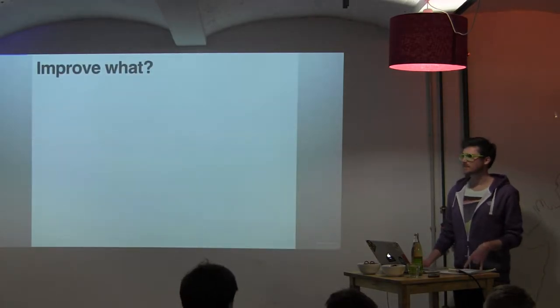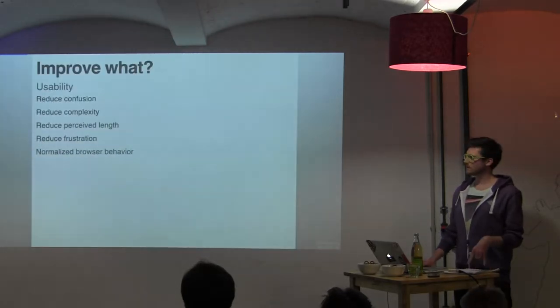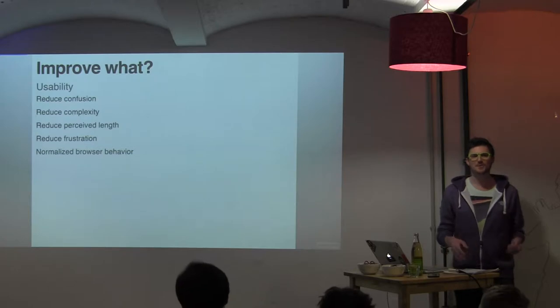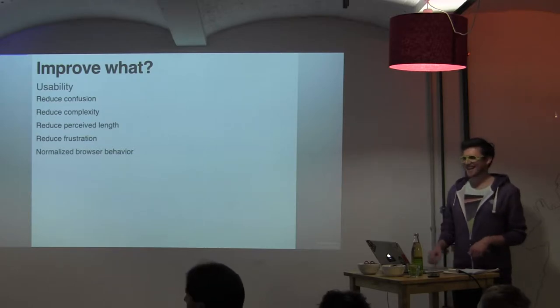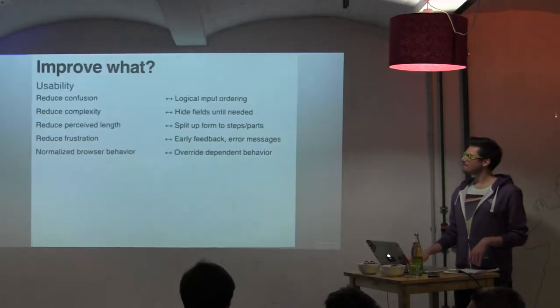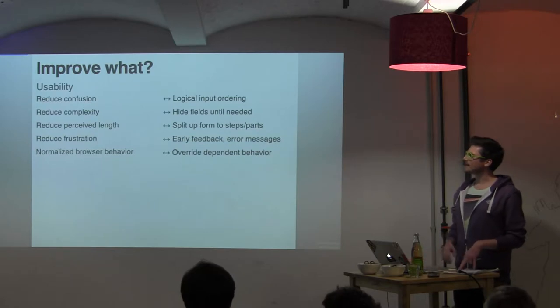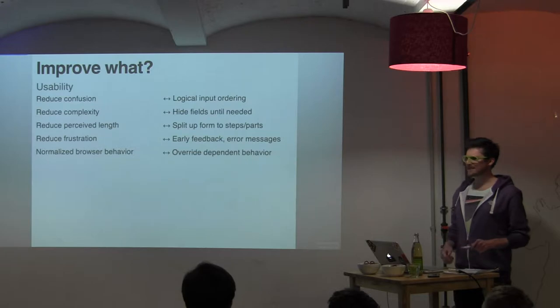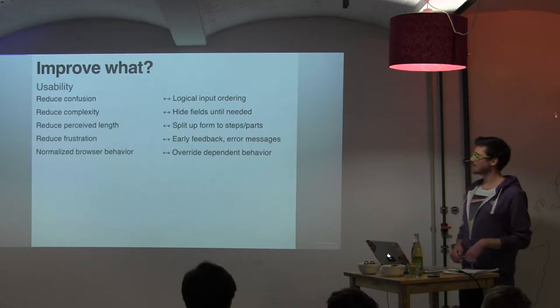Improve what in user experience? Very relative thing. To me, usability. Reducing some of the confusion and complexity for ordinary users, I'm not thinking about us power users, obviously. By adding some logical input ordering and such, hiding fields until they're needed. Why not? Everything is not on screen at the same time, which is optimal.